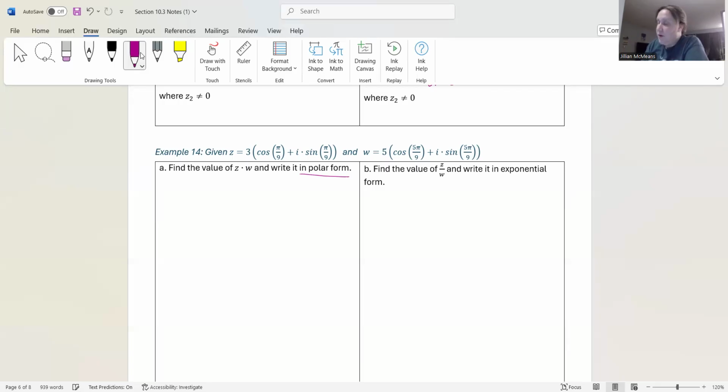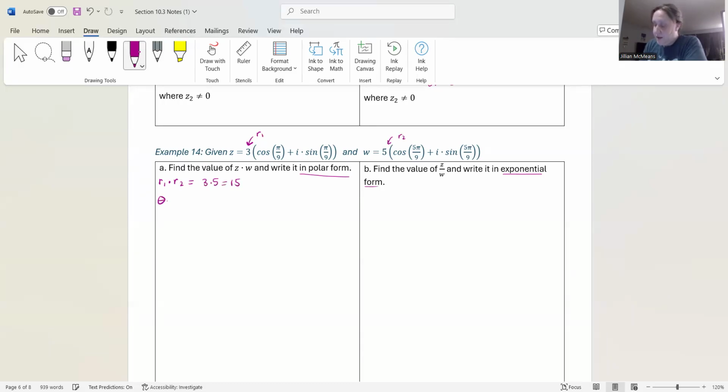And then we're going to find in part B the value of z divided by w, and we're going to write it in exponential form. Okay? So let's practice. Now, when we're multiplying, we want to take R1 and multiply it by R2. So let's say this is R1, let's say this is R2. So that's just 3 times 5, which is 15.